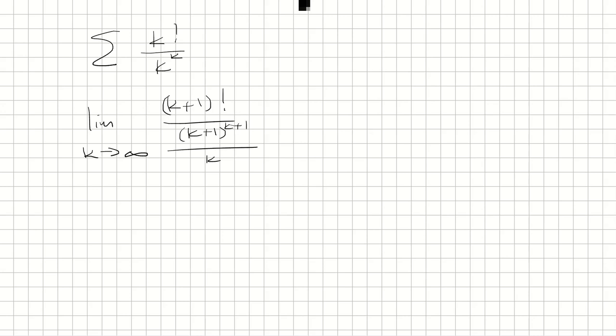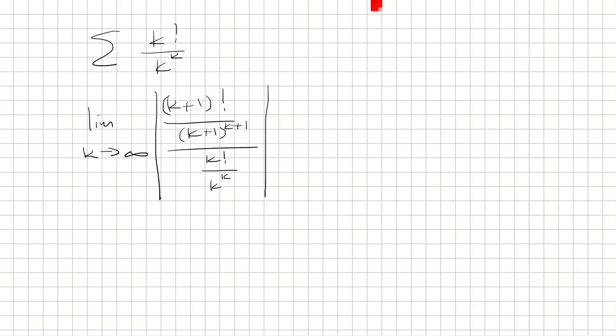Determine whether the series converges or diverges: the sum of k factorial over k to the k. For this, we're going to use the ratio test. So we're going to look at the k plus first term over the kth term, and then take the absolute value.